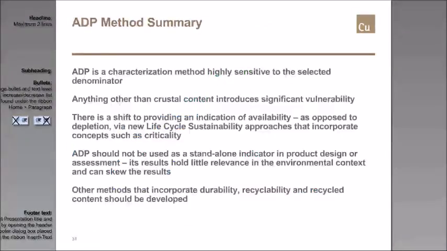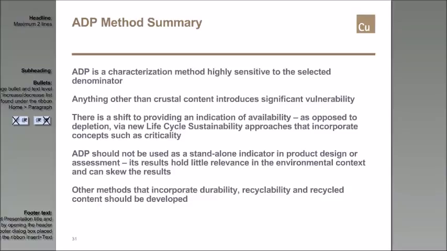So in summary, ADP is highly sensitive to the selected denominator. That's very clear to see. The math is very clear and easy to understand. Anything other than crustal content being utilized in the denominator introduces significant vulnerability and essentially shifts it to providing an indication of availability as opposed to depletion. And really, we have other methods for that.